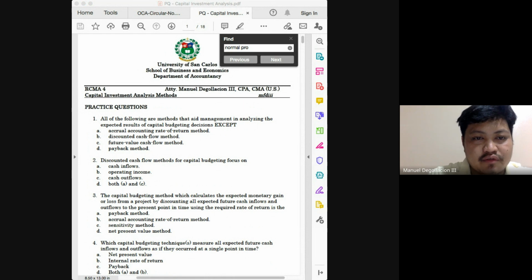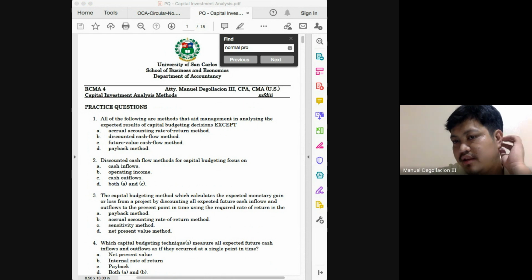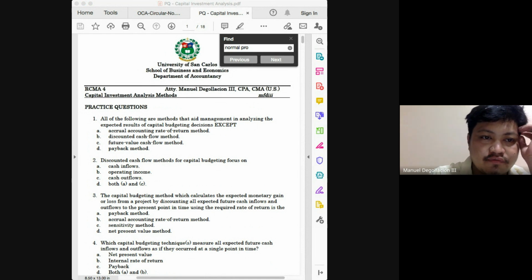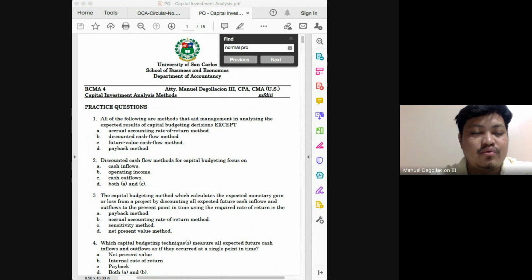So we have your rate of return method, with which you try to get the rate of return that a particular project can give. We have your discounted cash flow method, wherein you will have to get the present value, or to discount the cash flows that will be provided by the project. This is used in many methods, particularly in your net present value method.